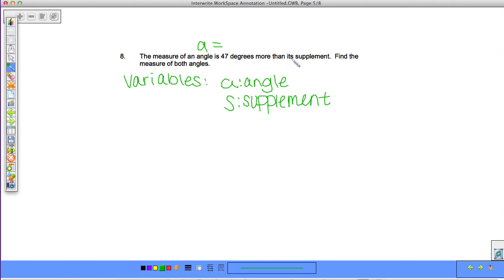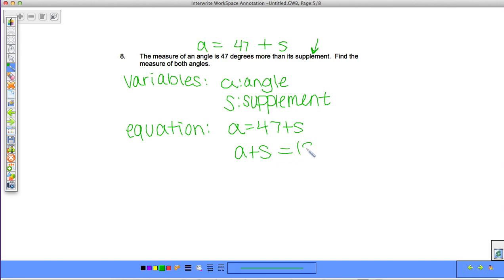So if we go back and read carefully, the measure of an angle, so A, equals 47 degrees more than its supplement. So 47 more than, we know, is adding its supplement, which is S. So our first equation on this problem is A equals 47 plus S. Now, we don't have another equation, but we need to think about it to make another equation. I just told you that a supplement means they add together to equal 180 degrees. So if I take my angle and its supplement, together they equal 180.